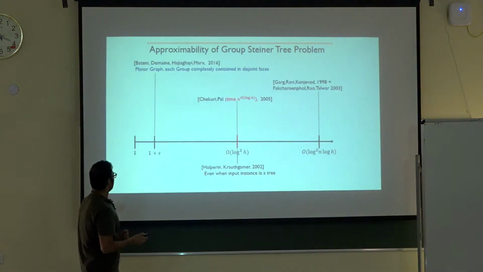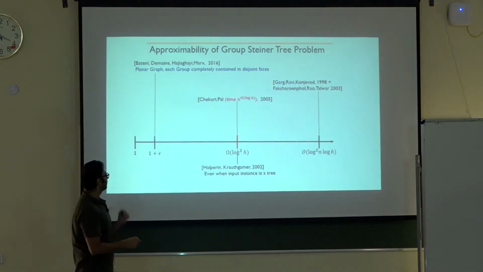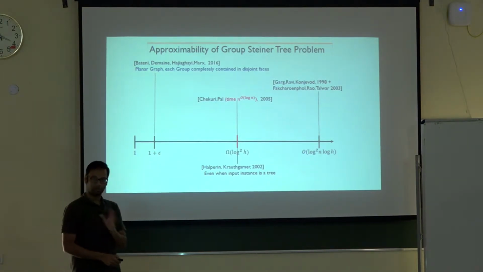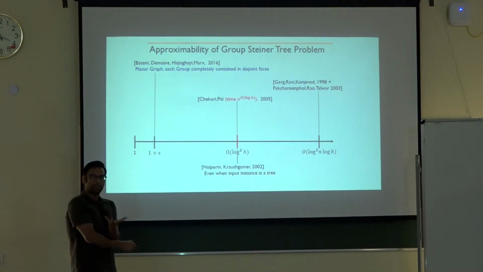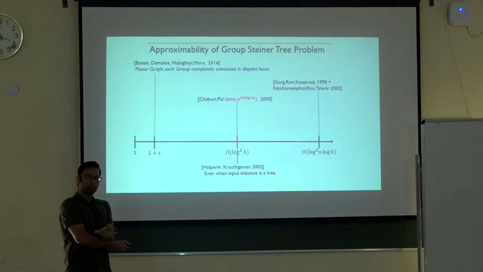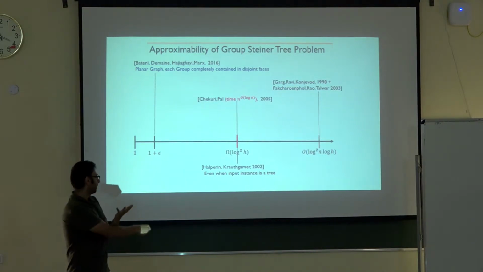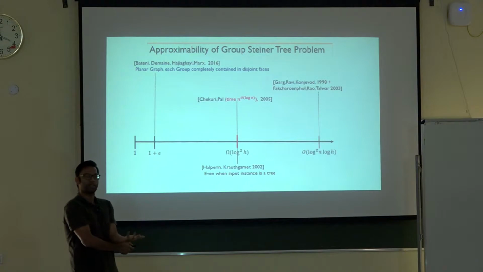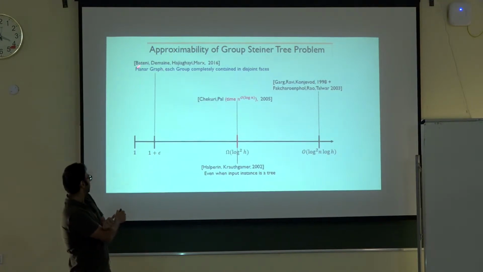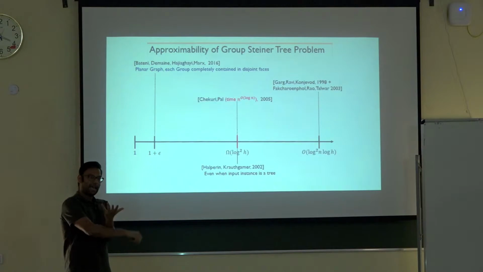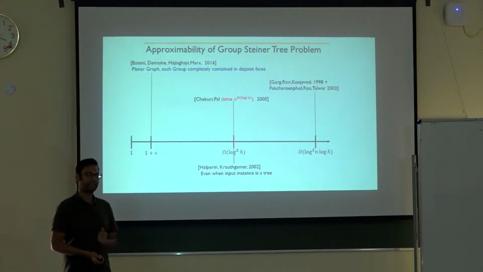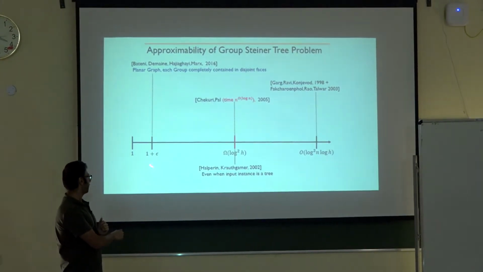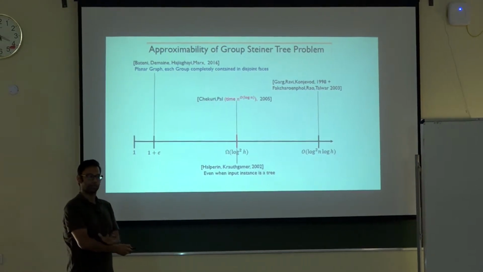I would like to mention another very strong positive result, and this is the strongest positive result known for Group Steiner trees on any class of graphs. So consider that the input graph is planar. I know that I cannot do much for general planar graphs, because this hardness holds even in the case of tree graphs. But if your graph is planar and every group is completely contained in a disjoint face of the planar graph, then they showed a polynomial time approximation scheme for this problem. Okay?